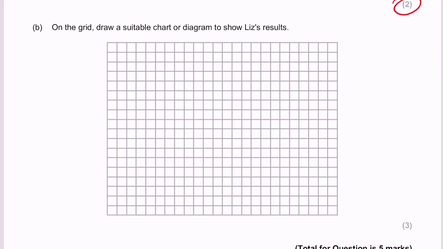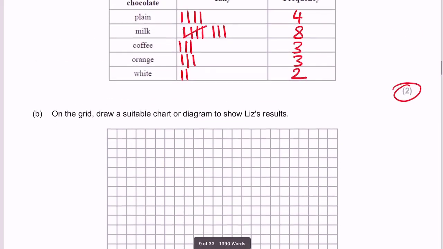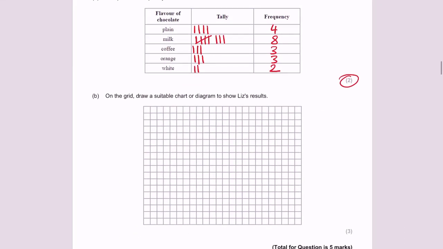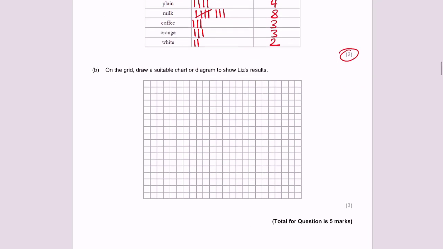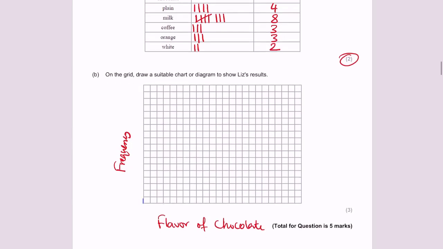So a bar chart would probably be one of the easiest forms of chart or diagram. So let's go ahead and write down the flavor of chocolate. So at the bottom we'll now have flavor of chocolate. And on the left side we're going to have the y-axis, the frequency. Okay, don't have a ruler here, so it's going to be very difficult to draw, but I'm just going to go ahead and draw this.